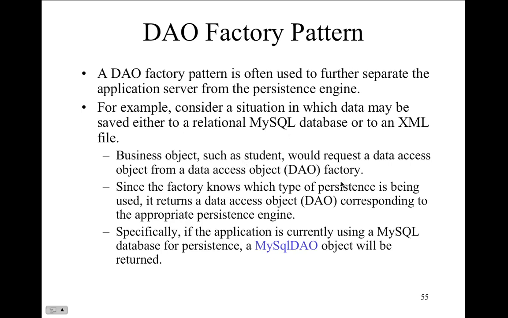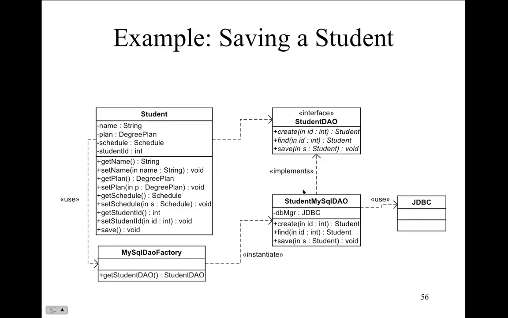So what do we have here? Anything important on this slide? Well, I'm just going to explain the next example. The business object, such as the student, would request data access from the data access object factory, which would know and serve up the right one. I'll just explain it with the example.